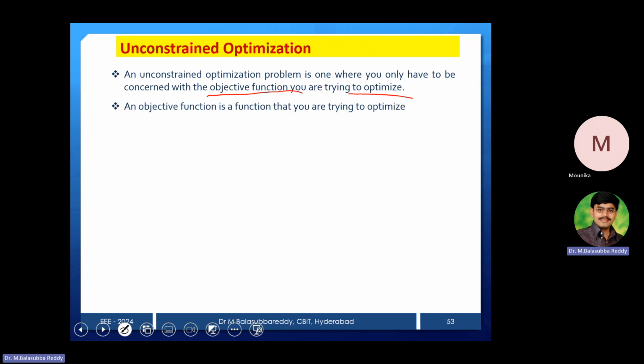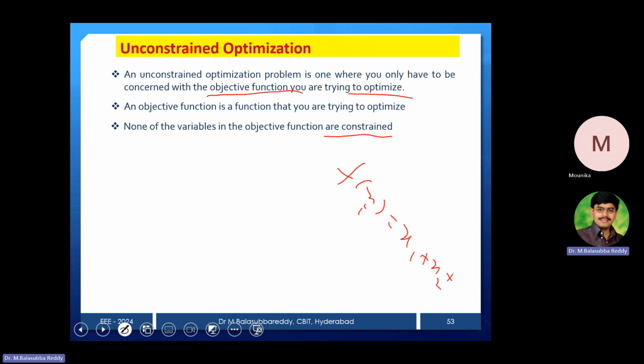In the function that you are trying to optimize, none of the variables in the objective function are constrained. Suppose f of x is there, or f of xi, let us assume the function consists of x1 plus x2 and so on, x3. Let us assume that we are not giving any constraint on x1, such as 0 less than or equal to x1 less than or equal to 5, or 3 less than or equal to x2 less than or equal to 10.